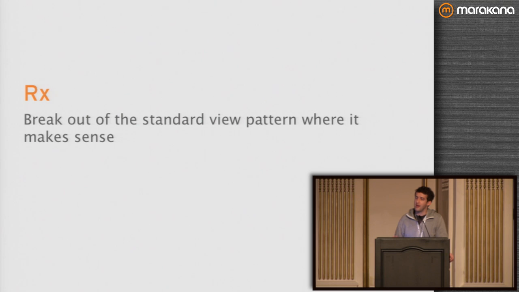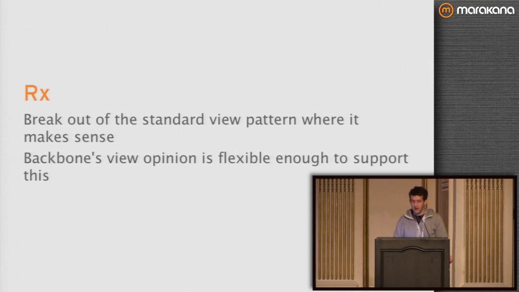And that modular view system you set up, when you have it set up like this, you can break out of this pattern. And it actually doesn't take much effort at all. Our Canvas view is really basically setting the tag of the Backbone view to Canvas, and then we chain the context after we render it. And the great thing is that Backbone's view opinion is flexible enough to support this kind of thing later on down the road. It's really an unexpected thing.